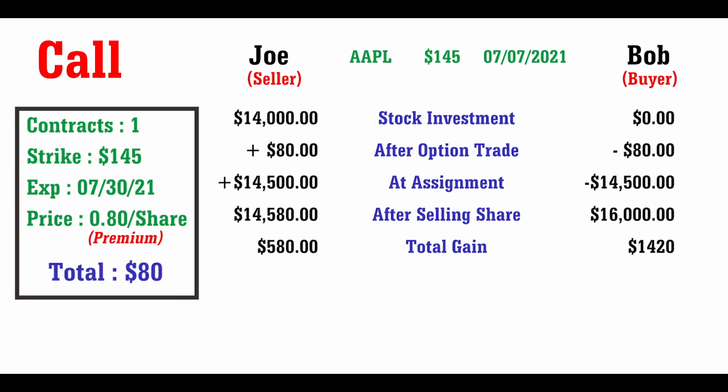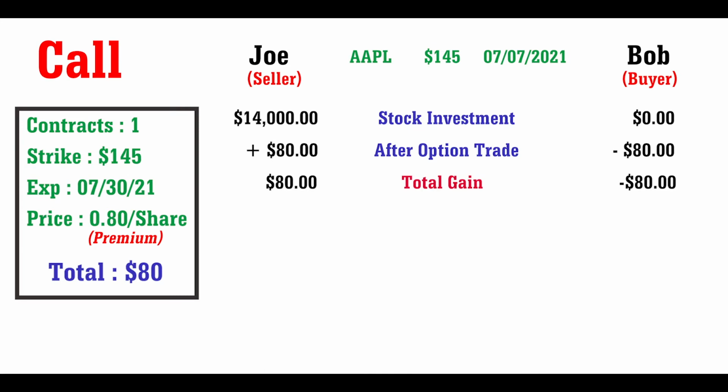Let's look at the second scenario where the stock price is trading below 145. In this case, exercising the call will not be profitable for Bob since he could buy the shares straight out from the market below 145. So if the contract expires and the stock price stays below 145, Bob will lose $80. On the other hand, Joe will be free from his obligation and he will have his shares back. He could do whatever he wants. He could sell them or he could create another contract and sell it to someone else.